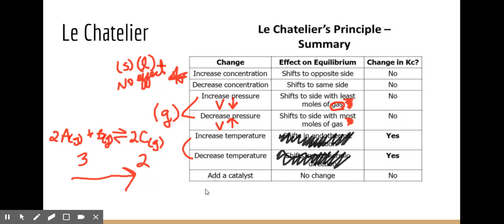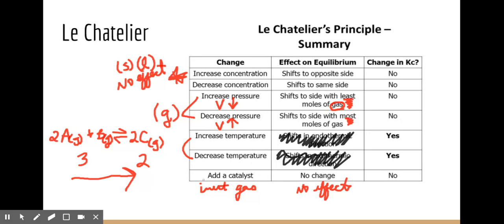Also, what I want to include in here is adding an inert gas also has no effect. All right, so an inert gas has no effect or no change as well. That's because they're non-reactive. They just take up a little space and that's it. Okay.